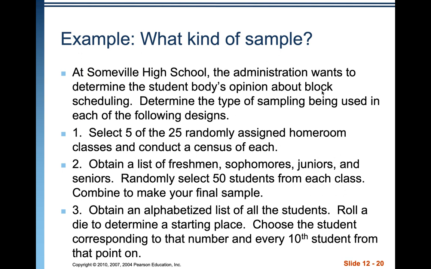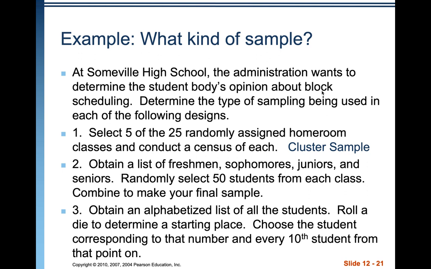Okay, so let's look at an example. At Sumville High School, the administration wants to determine the student body's opinion about block scheduling. Determine the types of sampling being used in each of the following designs. One, we're going to select 5 out of 25 randomly assigned homeroom classes and conduct a census of each. Okay, so here we've got small groups where the individuals were randomly assigned. So each of the little groups could reflect the overall population. We're going to take a census within the group. So this is a cluster. So here's a cluster sample.